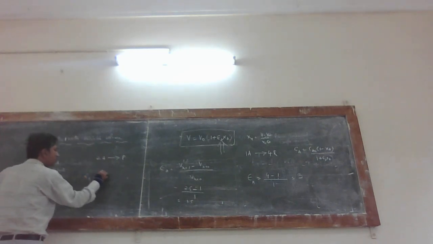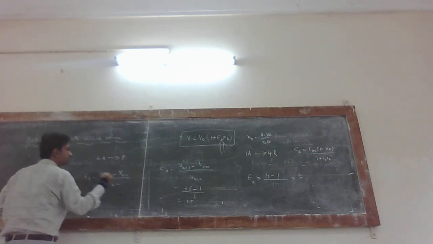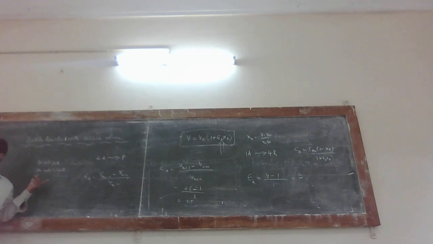Epsilon A is equal to volume at 100% conversion minus volume at 0% conversion, divided by volume at 0% conversion. Because inerts are given, we should be very careful. If no inerts are there, it's very easy to calculate epsilon A. But when inerts are there, we should be very careful. So again, I am explaining.